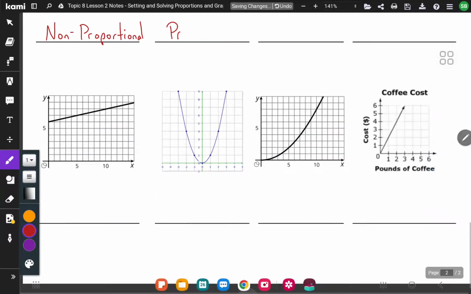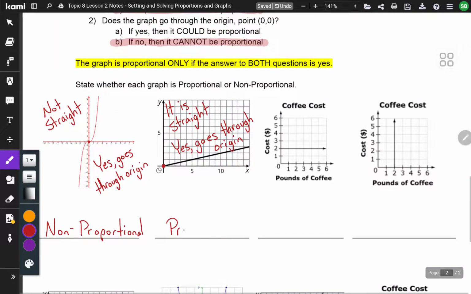Oop, oh, sorry about that. Weird button on my pen.